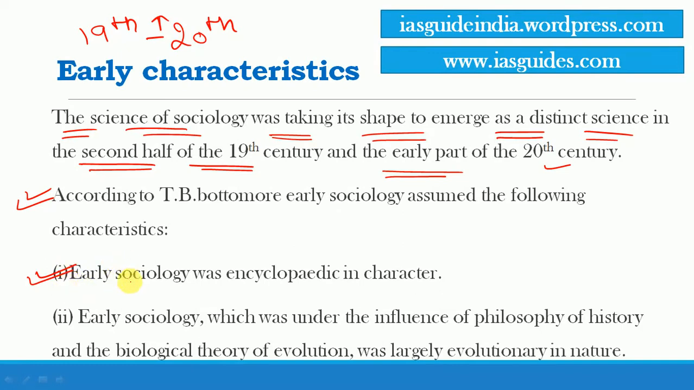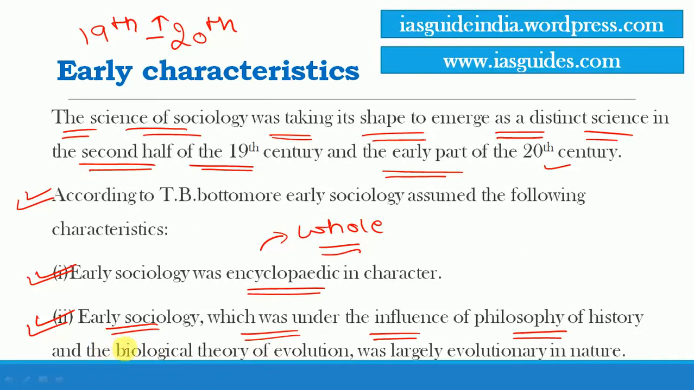The first characteristic of early sociology is that it was encyclopedic in character. The meaning of encyclopedia is whole, everything, which gives all the information. It was concerned with the whole social life of man. Early sociology was not concerned with any particular organization or institution. It was concerned with the whole social life of man and with the whole of human history. That is known as encyclopedic in character. And the second characteristic is that early sociology, which was under the influence of the philosophy of history and the biological theory of evolution, was largely evolutionary in nature.